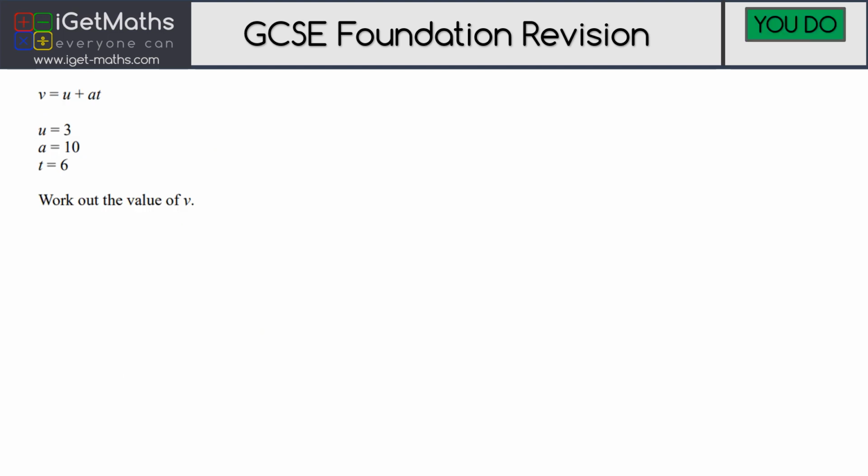Okay, pause the video and give a go at your question. Okay, v equals u plus at. We know u is 3, so we've got 3 plus a, which is 10, times t, which is 6. And we're going to follow BIDMAS, so we're going to do 10 times 6 first, which is just 60 underneath. And then we've got 3 plus 60, which will just give us 63 for v.